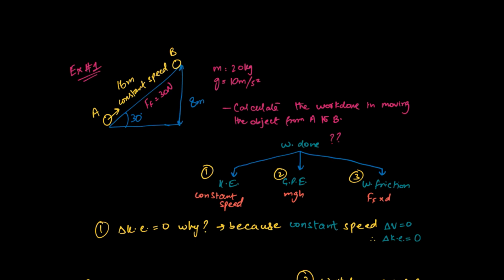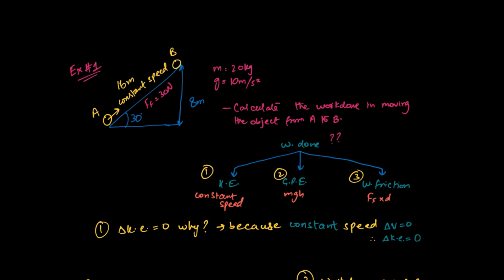The slope is at an angle of 30 degrees to the horizontal, and the height of the maximum position of the object is 8 meters from the ground. The mass of the object is 20 kilograms, and assuming the acceleration due to gravity is 10 meters per second squared. The question says calculate the work done in moving the object from A to B. So how are we going to calculate?